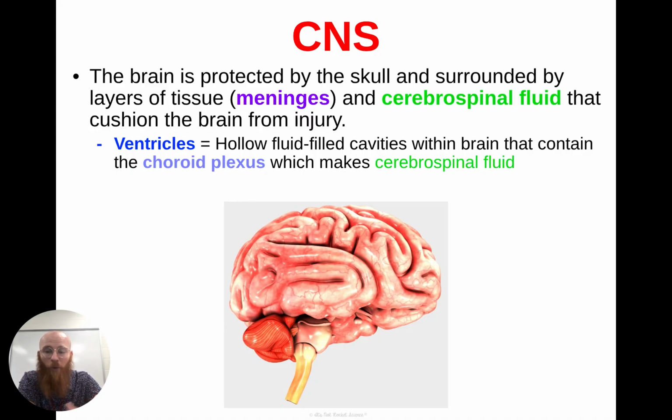So it's very, very important that we keep this organ safe, and you have those in order to do so. You also have what we call ventricles. These are little hollow fluid-filled cavities within the brain that contain the choroid plexus, we'll get to that in a bit, and that is what actually will help make all of that surrounding cerebrospinal fluid. So we have an ongoing source of this surrounding cushioning fluid for your brain that we can create within these ventricles.